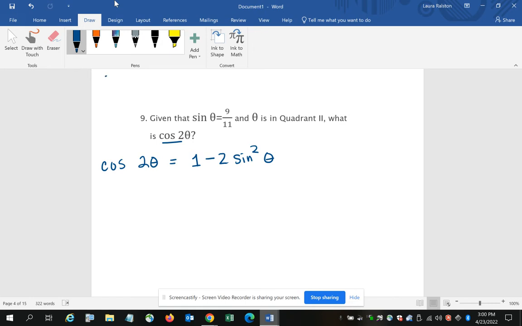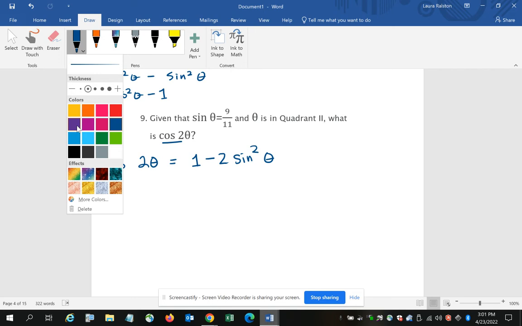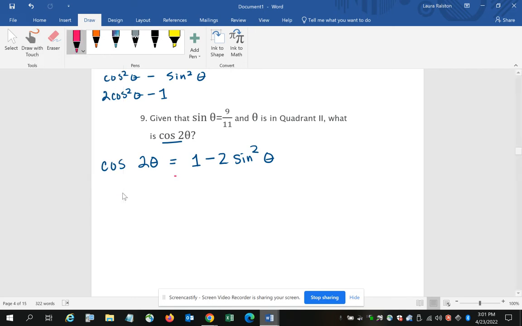Again, if you think about those three options that you have, all of the others are going to require you to also know the cosine, and you don't. So we're going to use the one that only involves sine, because that's the value that's given to me, and it becomes a straightforward plug and chug. So I would have 1 whole minus 2 times 9/11 squared. Okay, do the math.